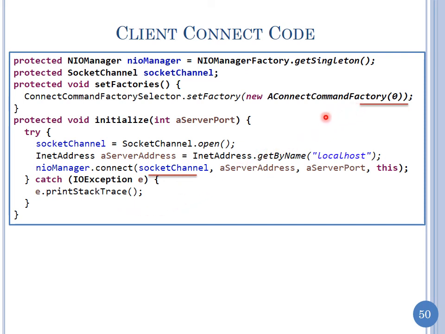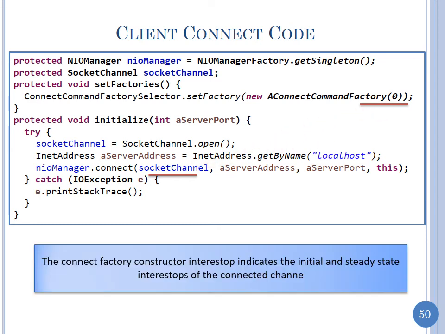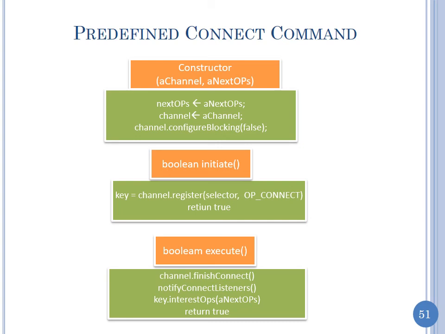So this is, again, the interest op post connect, and it is 0. We know that before connect, the connect command itself is going to set the operation to be connect. But after connect is called, what should the operation be? And this is 0. Okay. So let's see what happens in the connect command.